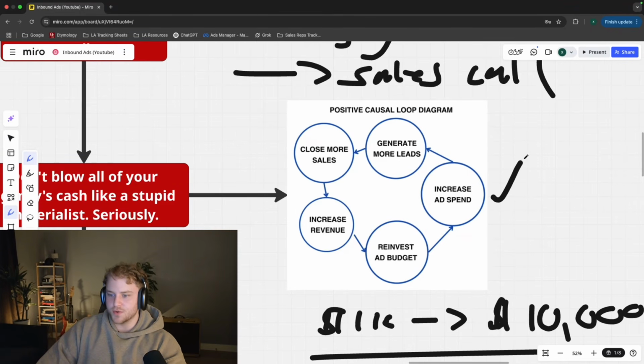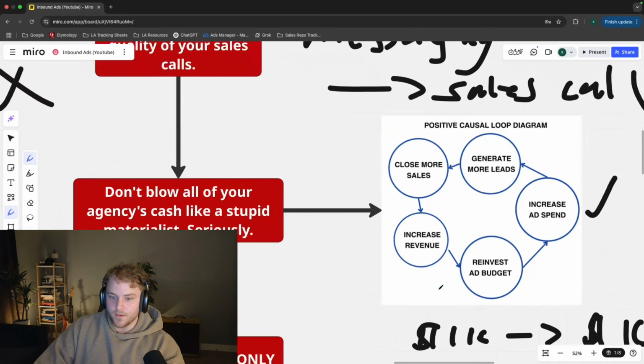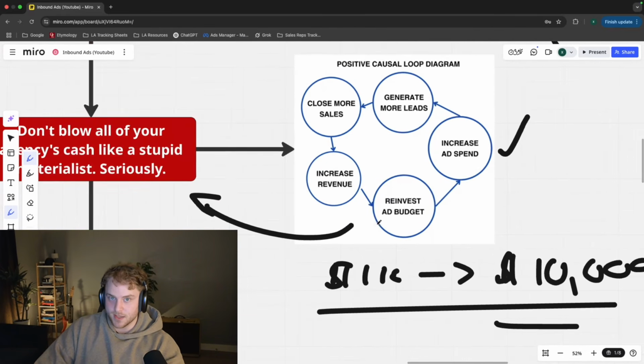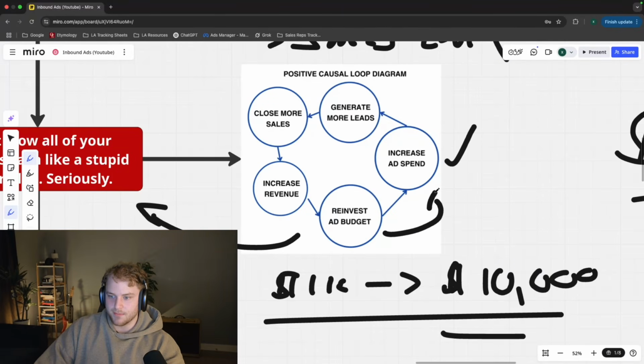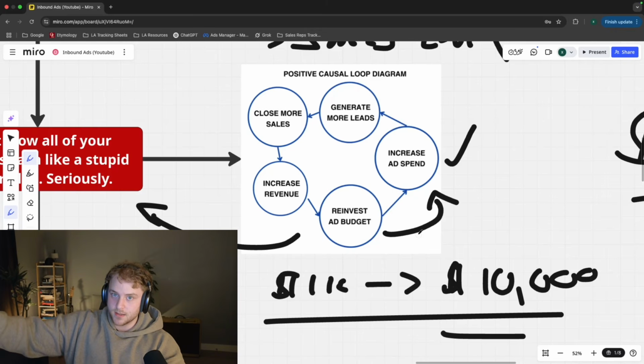What's going to happen is you start running some ads, you generate leads, you close sales, you increase the revenue for the agency because you're spending more money in ads, you're getting more leads, you're getting more closes. What you do, instead of spending all your money like a stupid materialist, is you reinvest that money back into the ad spend. So you have this flywheel effect of exponential scaling in your business because you make money on the ads on a 20x return. Then you put that money you made back into the ads and you just keep increasing it until it breaks.